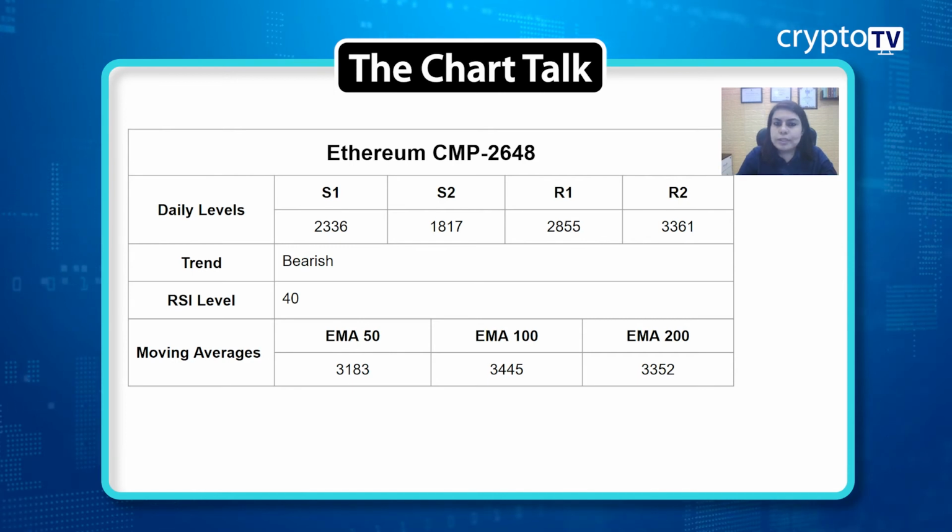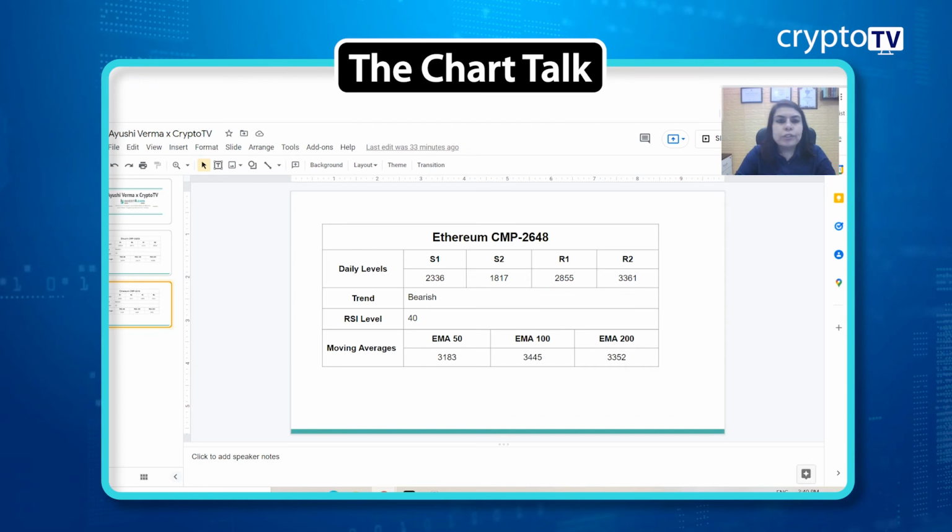Daily support and resistance levels are again the same as for the past many days, because the price is moving very nicely between the support 1 and resistance 1 levels. Support 1 stands at 2,336, support 2 stands at 1,817, resistance 1 is at 2,855, and resistance 2 is at 3,361. Quickly moving to the chart of Ethereum now.